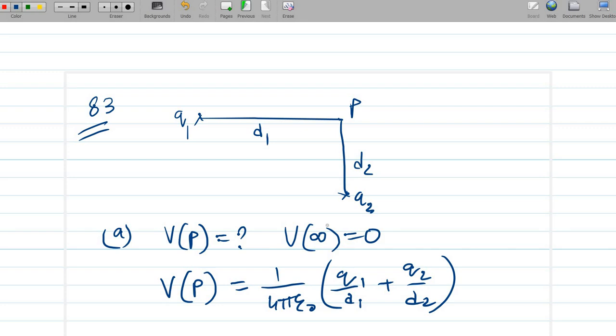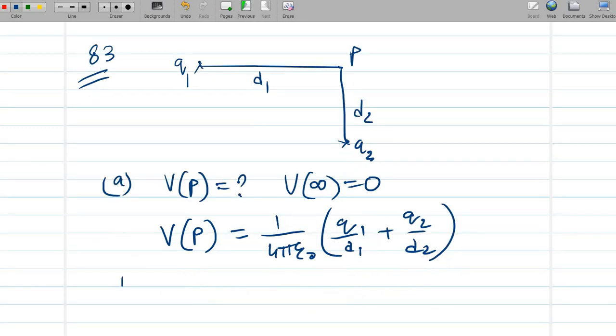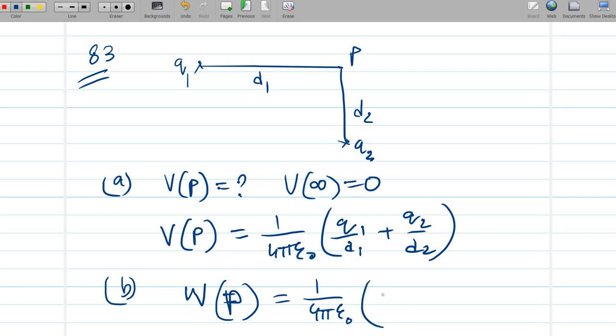End of story. Bring a third charge Q3 to point P. What is the work? So the work done to bring a third charge to point P is going to be 1 by 4 pi epsilon naught, then you have Q1 divided by D1 plus Q2 divided by D2. Then you have to multiply the charge Q3, and that's the potential energy, and you'll have to put a minus sign here, right?